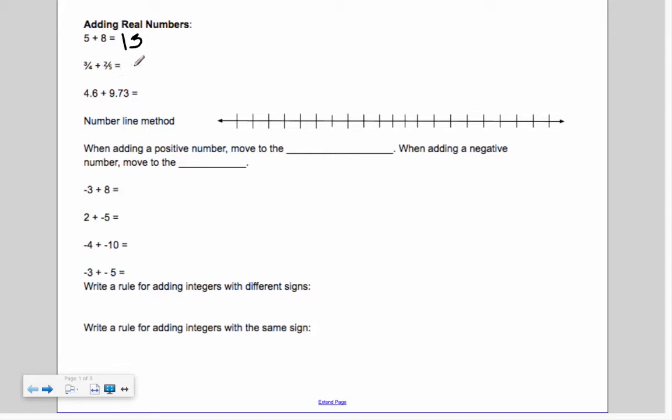3/4 plus 2/5. I'm going to rewrite it over here. In order to add fractions, we must have a common denominator. So looking at 4 and 5, the common denominator is going to be 20. One of the easiest ways to find the common denominator is to multiply the denominators. So 4 times 5 is 20. Now it's possible that there is a lower common denominator, but not in this case.